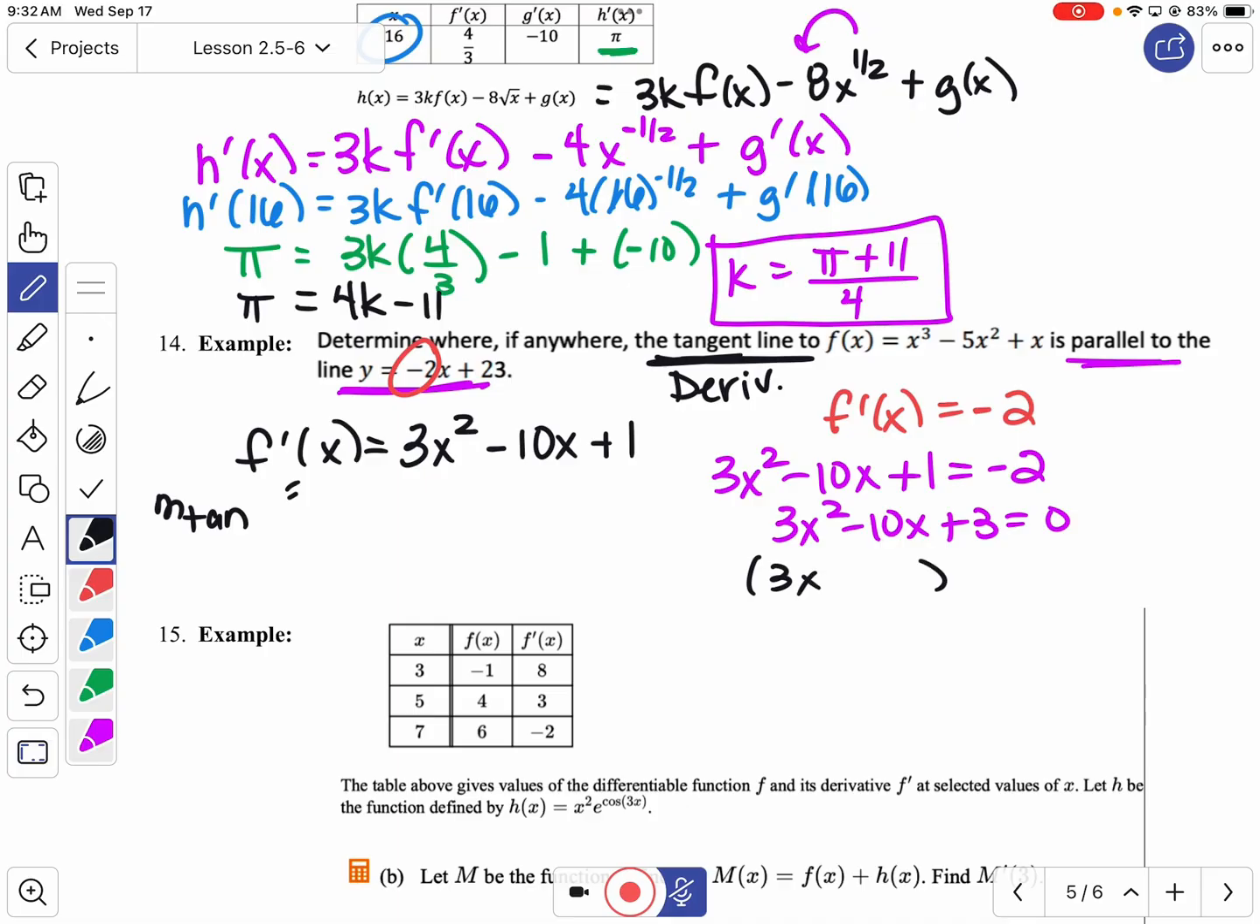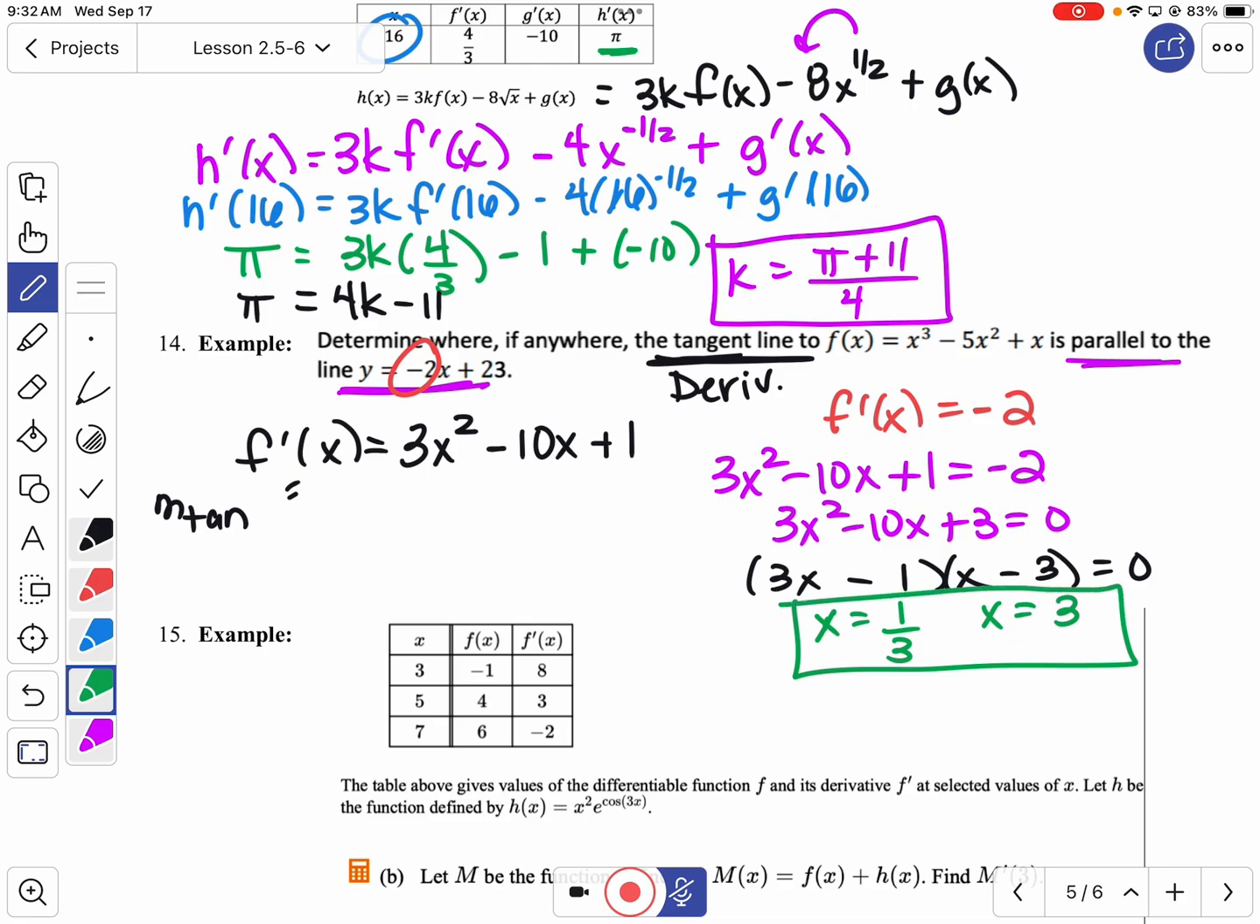I'm going to pray I can factor it. 3 and 1, we'll make them both negative. Yep, so I get 3 in the end and 10 in the middle. All right, what are those x values that are going to work? So a little algebra: 1/3 and 3.